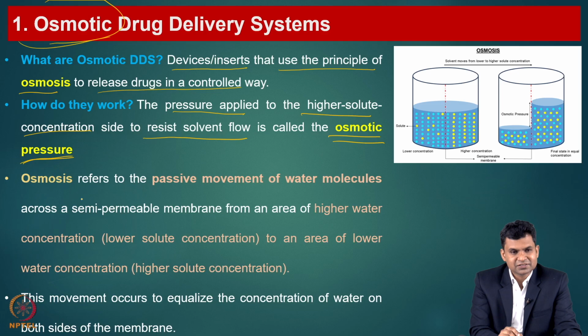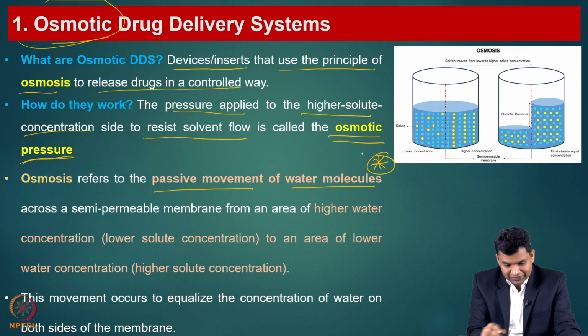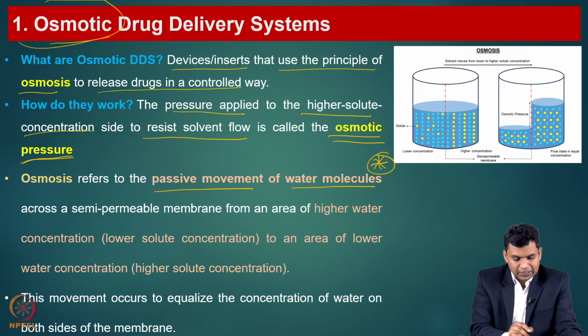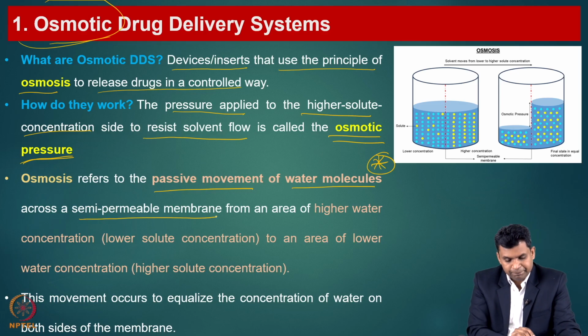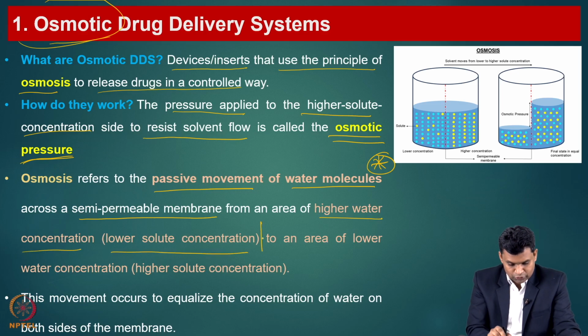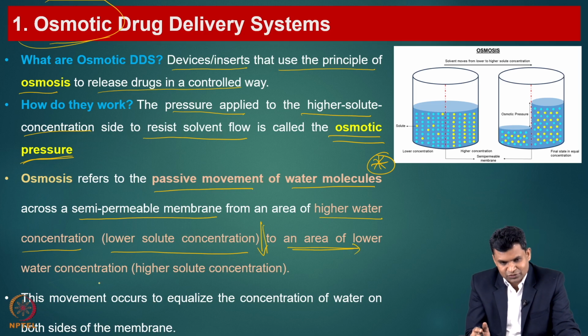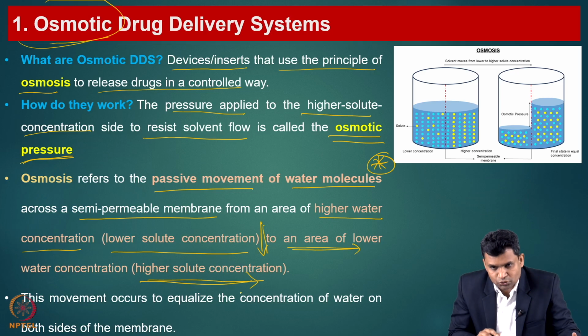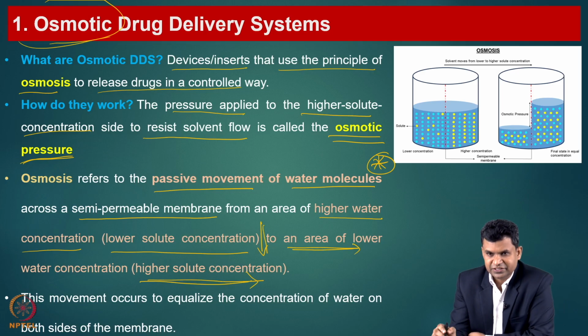So, osmosis refers to the passive movement of water molecules, this point is very important, passive movement of water molecules across a semi-permeable membrane from an area of high water concentration, nothing but low solute concentration, to an area of lower water concentration, that is higher solute concentration. So, now we will understand this with a pictorial representation.